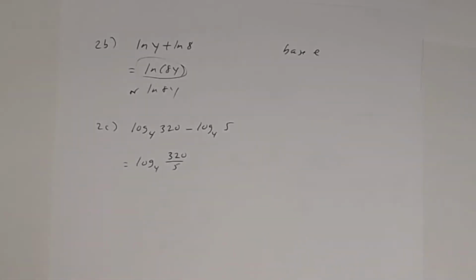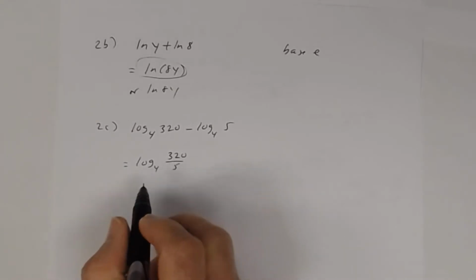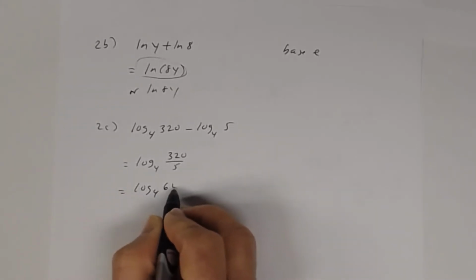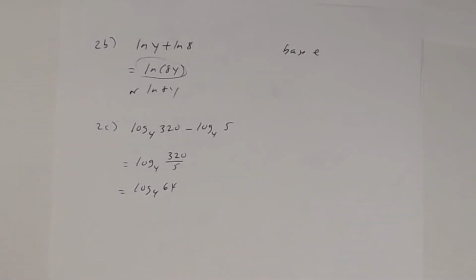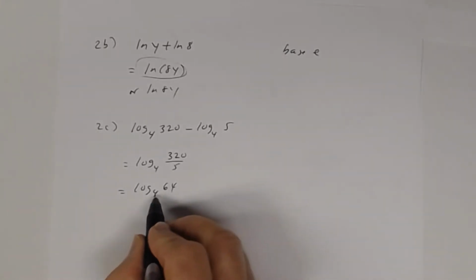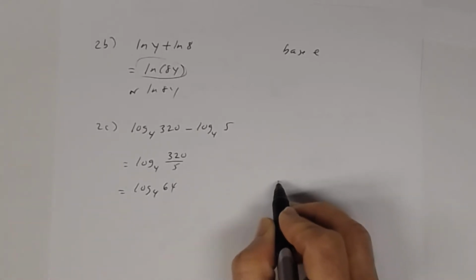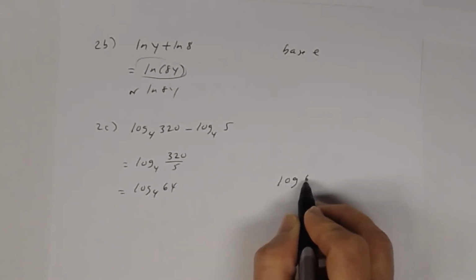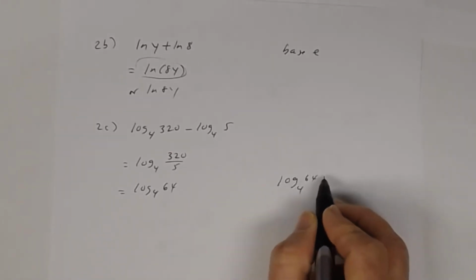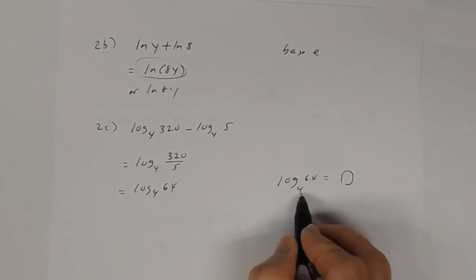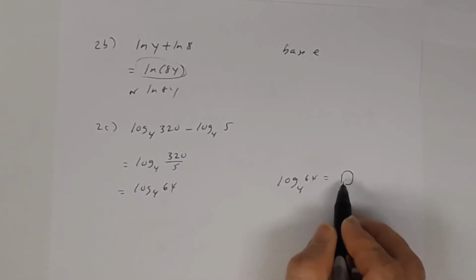Okay, now using a calculator, 320 divided by 5 is 64. So this becomes the log base 4 of 64. Now I want you to think about this. You know you can simplify this. So let's go off to the side and talk about that. So we have the log of 64 base 4, right? So the question is, let's change this to an exponential. So I get 4 to this power.